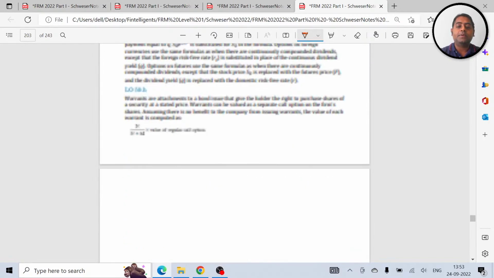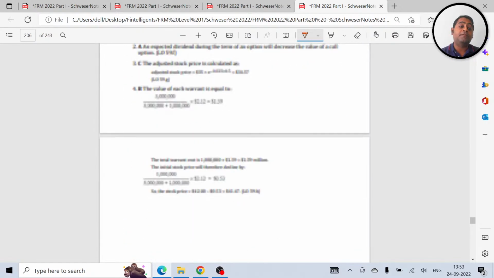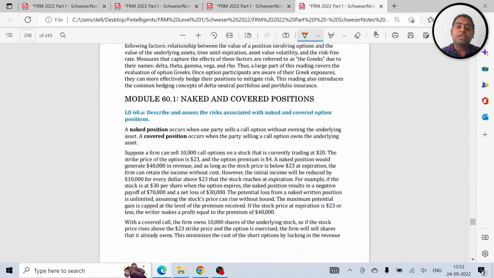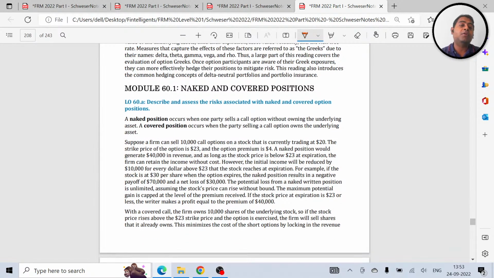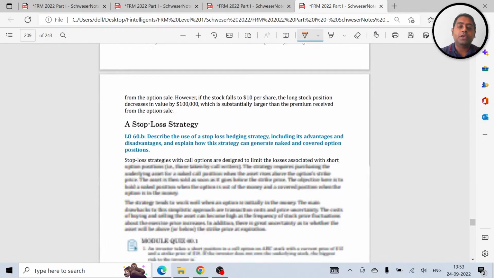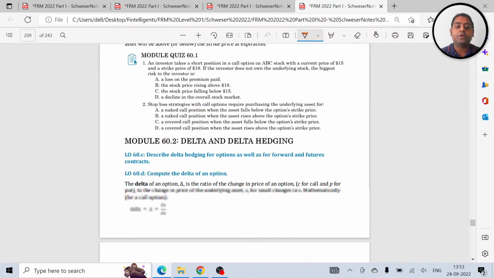Next chapter, which is option Greeks. Lot of people feel pressure in option Greeks because there are so many formulas. If they want to test, they generally test the formula of only delta. Gamma also they don't test. Naked and covered position is okay. They don't test generally over here.